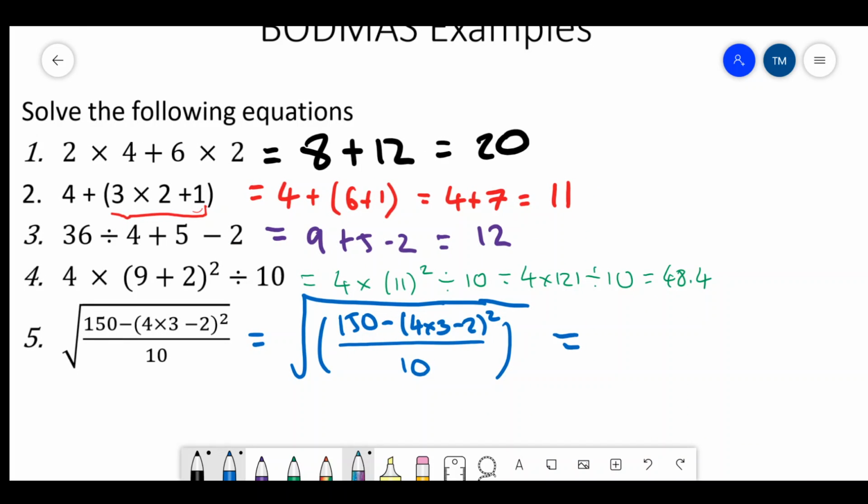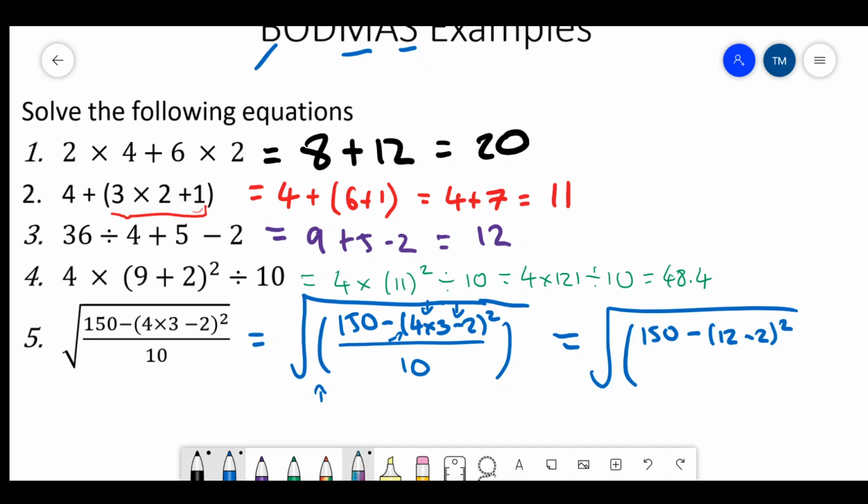Then we move on to our next step and we look at, well, what's in our bracket? Do we have a bracket? So we have a bracket, obviously, here. But we also have a bracket here, so we need to deal with that. So we have the square root of 150 minus, now let's have a look inside the bracket. In the bracket we have a multiplication and then a subtraction. Therefore we need to do the multiplication first because M is before S. So we do 12, because 4 times 3 is 12. And then we've got the minus 2 squared divided by 10, close bracket.